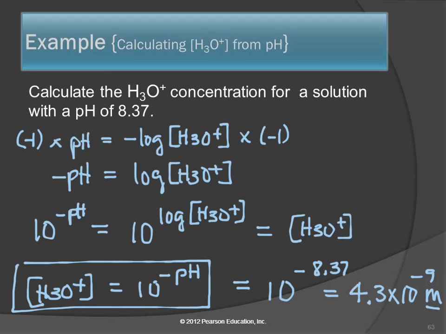Once we got like 4 and 3 after all the zeros, we already know it's going to be minus 9 because we added 1 to 8.37 and then made it negative. Yeah, you can predict the 10 to the minus 9th by looking at the pH. But unless your brain does logarithms, you can't do the 0.37 going to 4.3.